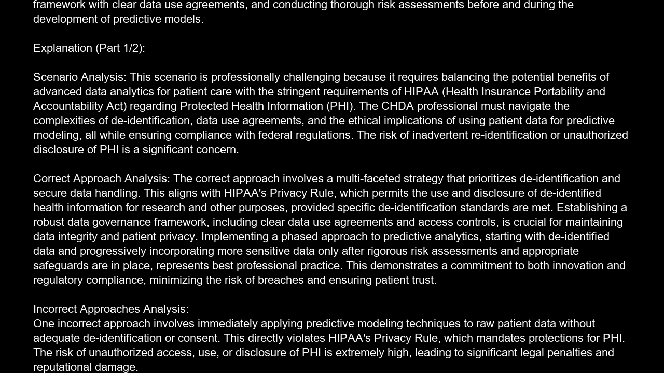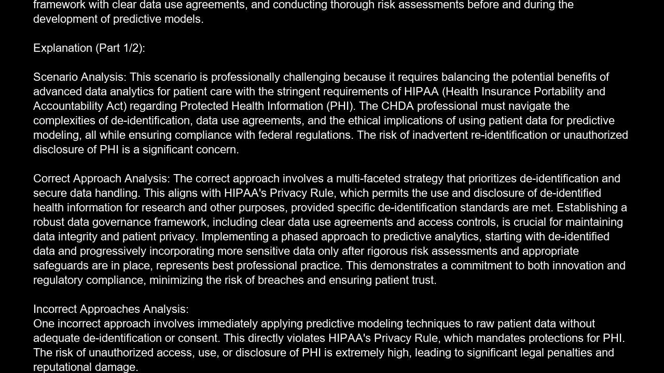Establishing a robust data governance framework, including clear data use agreements and access controls, is crucial for maintaining data integrity and patient privacy. Implementing a phased approach to predictive analytics, starting with de-identified data and progressively incorporating more sensitive data only after rigorous risk assessments and appropriate safeguards are in place, represents best professional practice. This demonstrates a commitment to both innovation and regulatory compliance, minimizing the risk of breaches and ensuring patient trust.